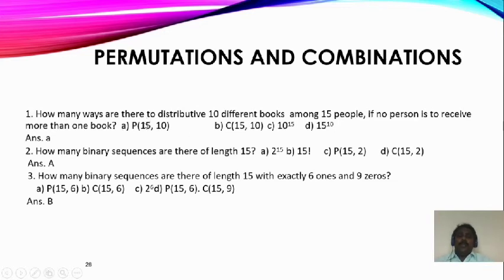Here I am using permutation. There is no combination here, it is an arrangement, so the answer is A. Now, how many binary sequences are there of length 15? Binary means 2, so a length of 15 means 2 power 15. So the answer is 2 power 15. Now how many binary sequences are there of length 15 with exactly 6 ones and 9 zeros? The answer is C of 15 comma 6.